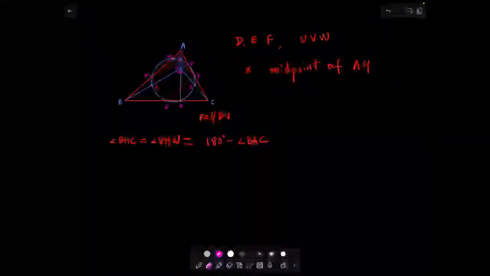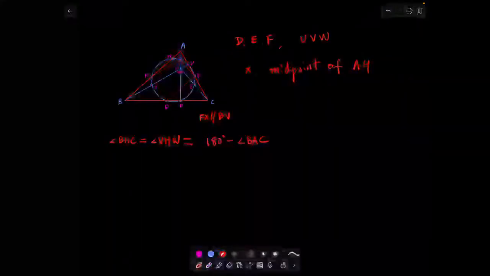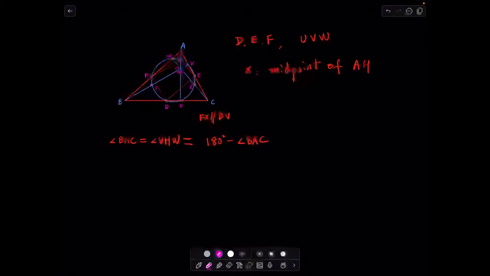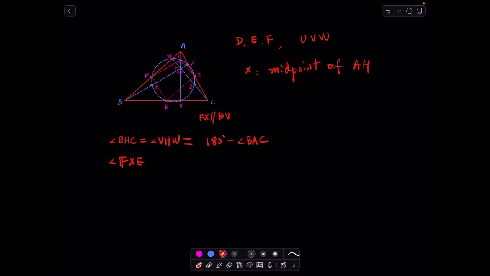Mark that. Let's look at this FXE angle here, right? This angle here, the parallel line here. This is actually parallel to this, and this one, XE, is parallel to WC. So we have the angles formed by two parallel lines are equal to each other. In other words, FXE is going to equal BHC.